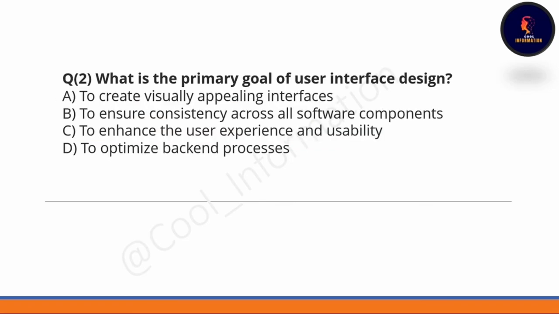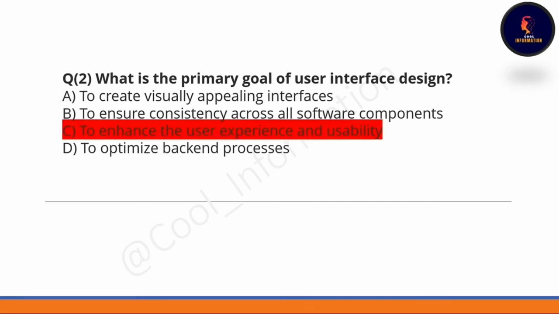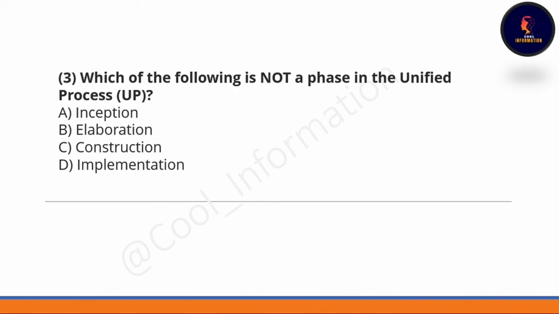Next question, what is the primary goal of user interface design? Option C is correct. To enhance the user experience and usability, we actually design the user interface. Next question, which of the following is not a phase in the unified process? So, implementation is not a phase in the unified process. Option D is correct.